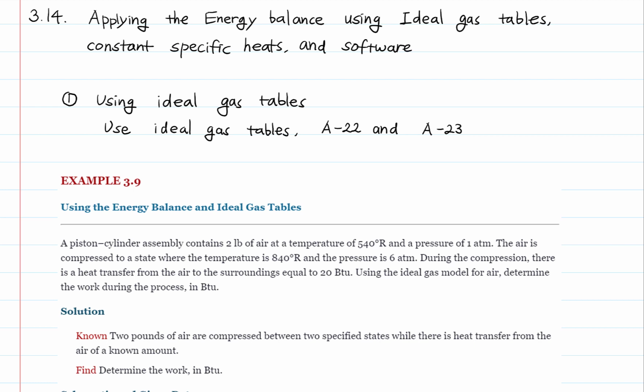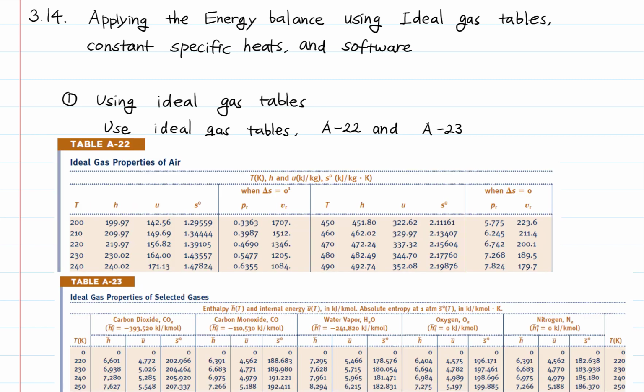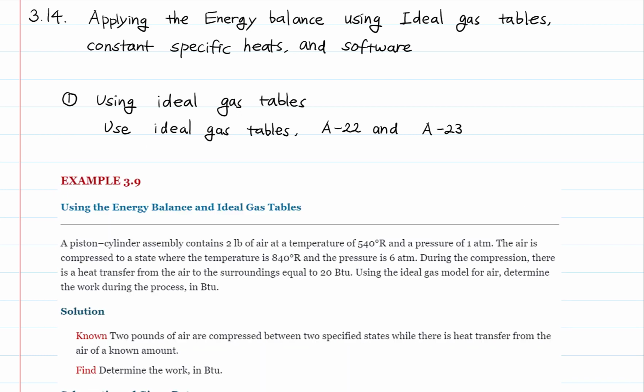Let's see the first method using ideal gas tables. The property tables for ideal gases are available. Table A-22 and A-23 include ideal gas properties for common gases, such as air, carbon dioxide, carbon monoxide, water vapor, oxygen, and nitrogen. So those gases are considered as ideal gases.